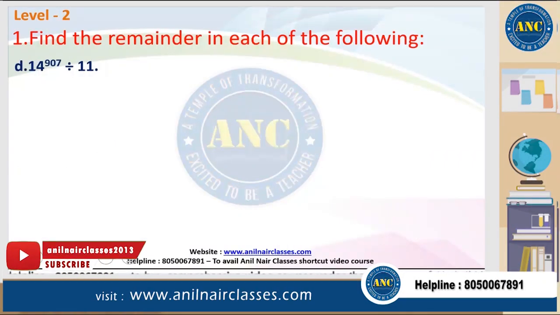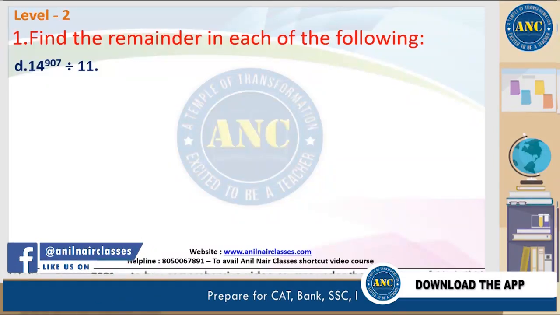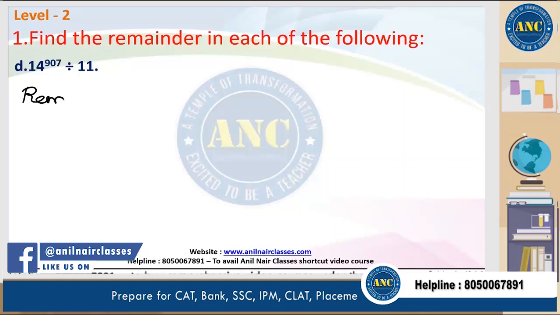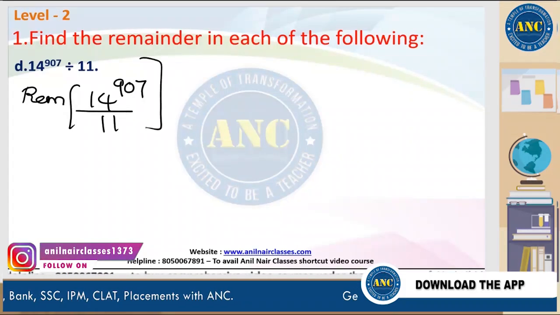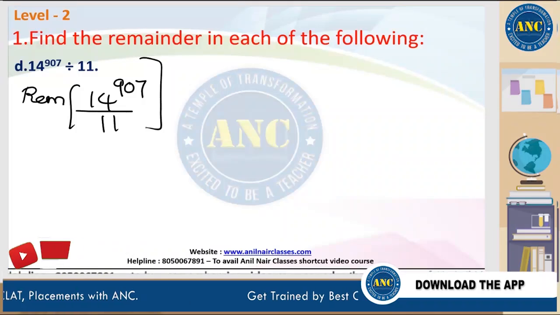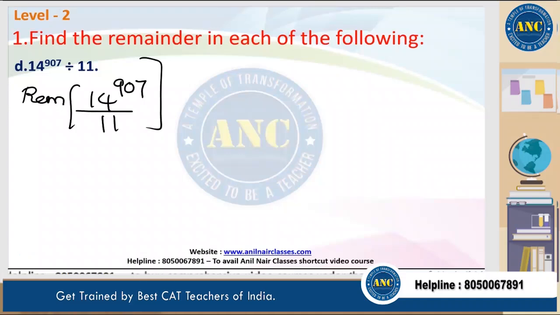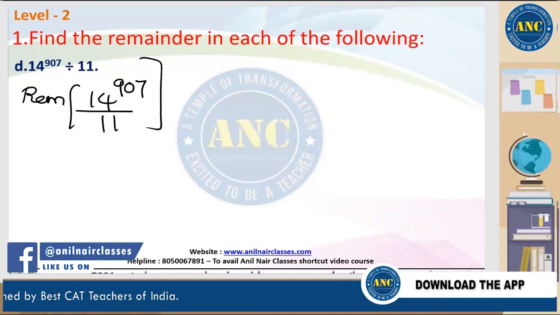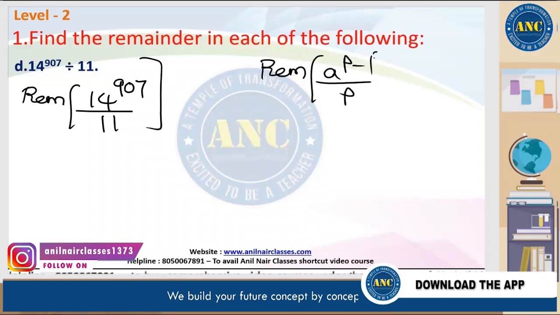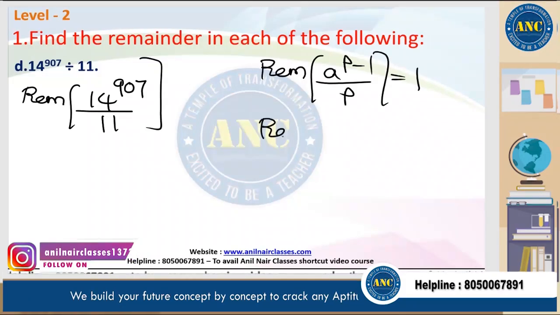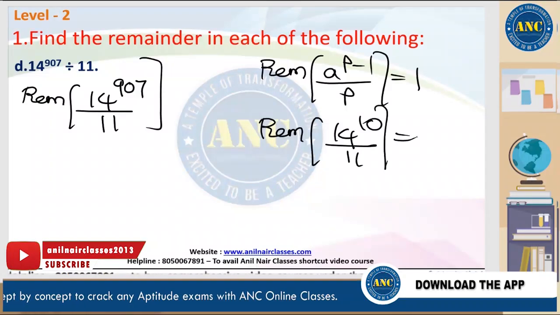Fourth one. Now see here, I will explain it. 14 power 907 divided by 11. What is Fermat's theorem? A power p minus 1 when divided by p is 1. So this is nothing but 14 power 10 divided by 11, it is 1.